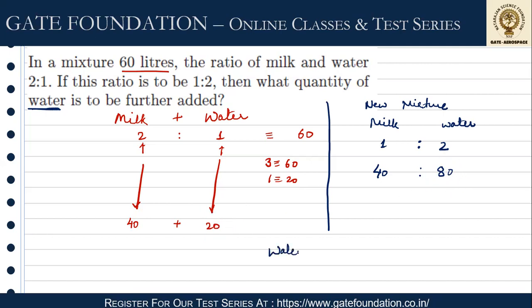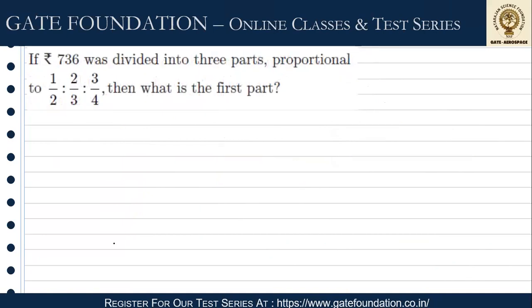That is simple. Water to be added is 80 minus 20, which we already have. So we'll have 60 liters. So we will add 60 liters of water, and the ratio we have will change. Let's look into the next question.